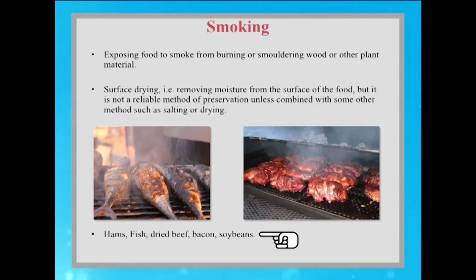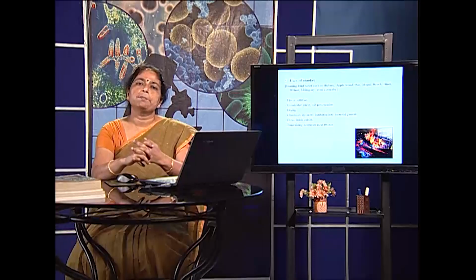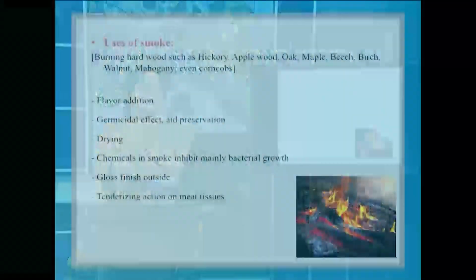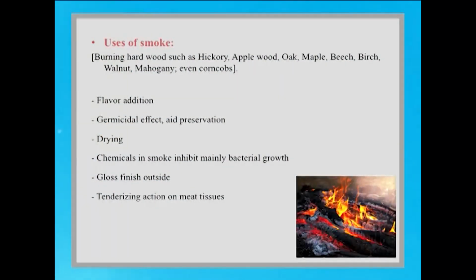Here in this method, the surface drying of the food material takes place by the heat that is produced after burning of the wood, and this surface drying is not reliable till we punch it with another method, which can be a method of drying or which can be a method of salting. The smoke which is coming out from the wood can also be obtained from other plant material, for example, the corn cobs of the maize.